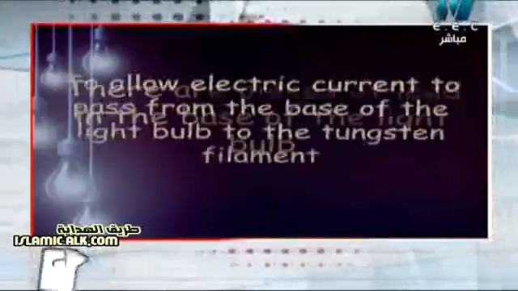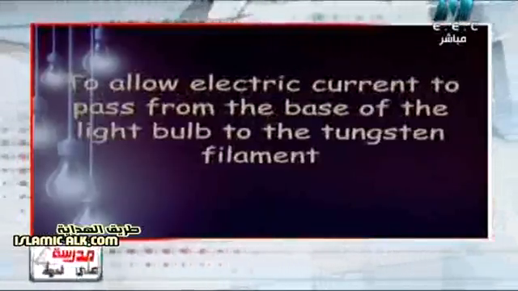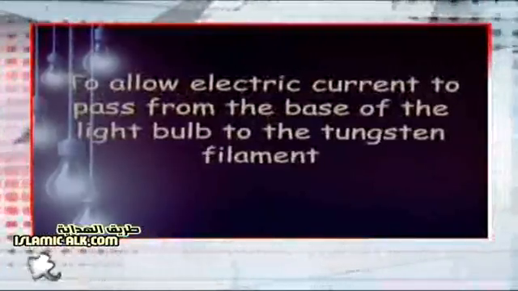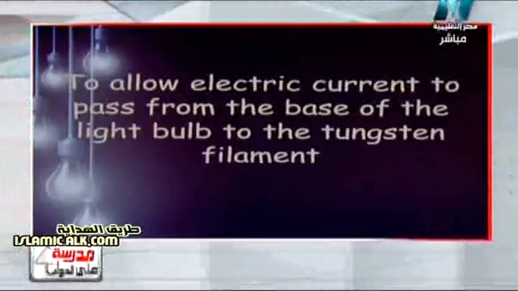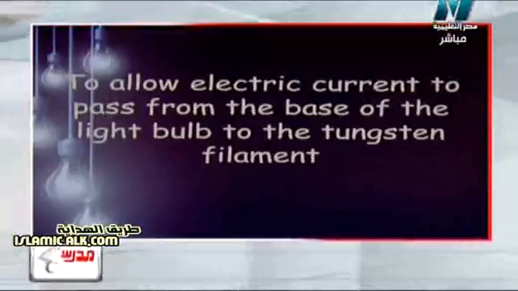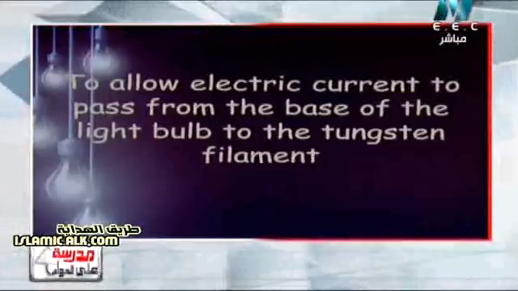Okay, another give reason question. There are pieces of lead in the base of the light bulb. Why are there pieces of lead in the base of the light bulb? Surely to allow electric current to pass from the base of the light bulb to the tungsten filament, through of course the copper and lead wires.